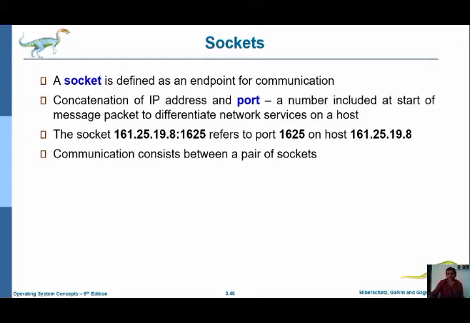In client-server communication, the communication is between a pair of sockets. One socket is at node A, another socket is at node B. Both uniquely identify the sockets at the source node side and the destination node side. Whenever those two nodes want to exchange information, they must know the sender's or receiver's IP address along with port numbers.